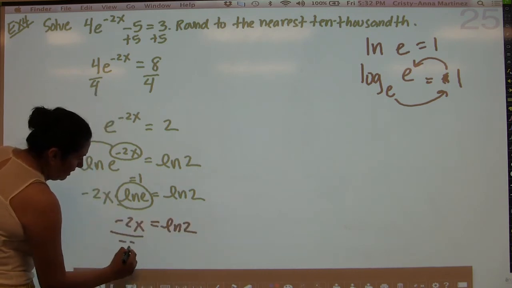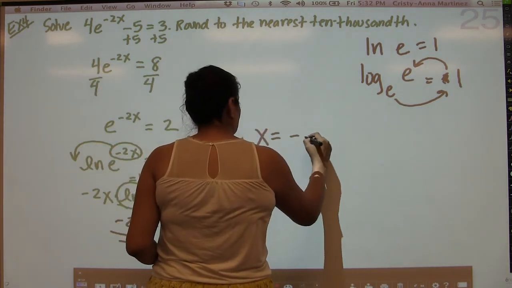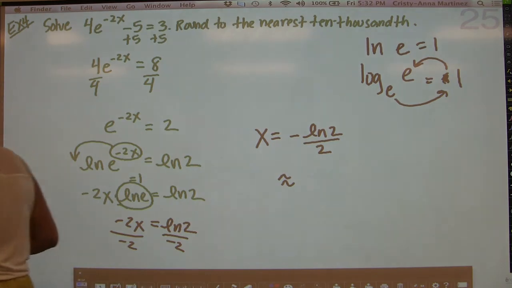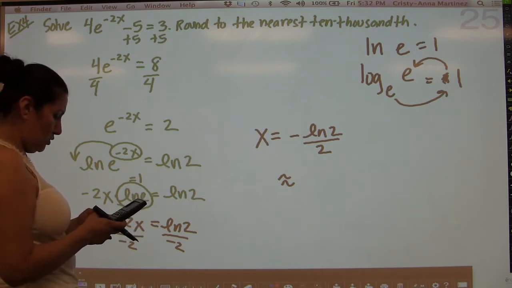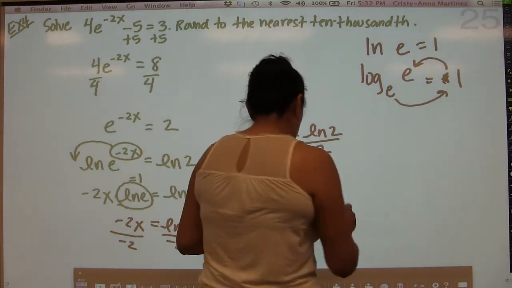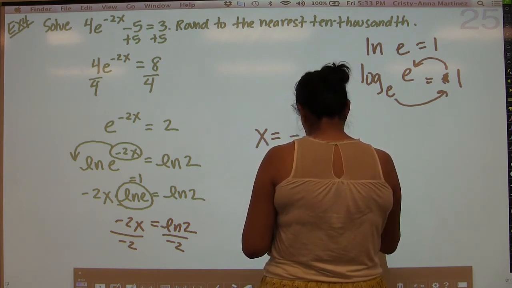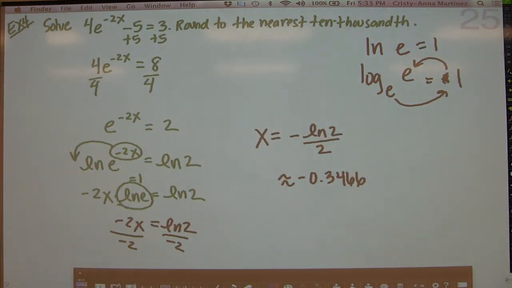And so finally we divide by negative 2. And so the exact answer is x equals negative ln 2 divided by 2. But it did tell us to round to the nearest 10,000. So we're going to go ahead and put that into our calculator. And we're going to go negative ln 2, so we use my ln button, 2, and then divide that by 2. And that's going to be approximately negative 0.3466.